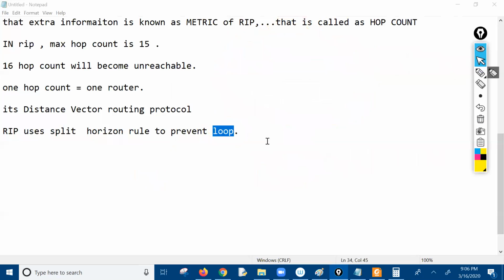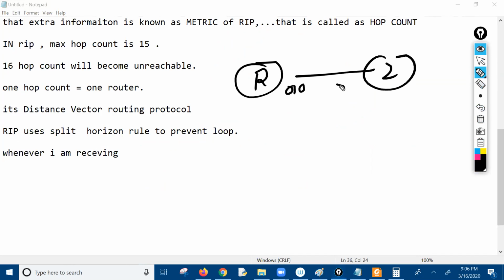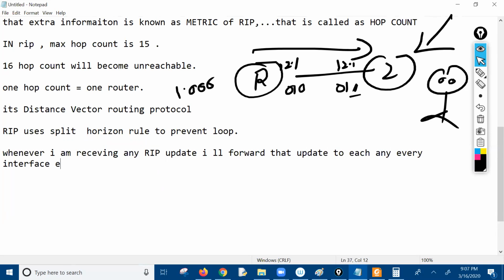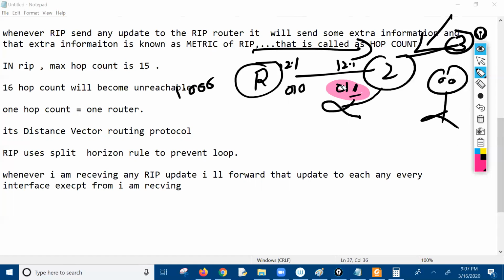And what split horizon is saying is that whenever I'm receiving any RIP update, I will forward that update to each and every interface except the one I received it on. So R2 will forward this update to R3, but it will never send this update to 0/1, because by default the split horizon rule is enabled on this interface.